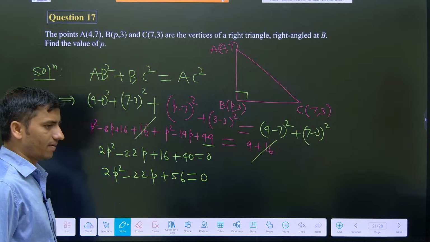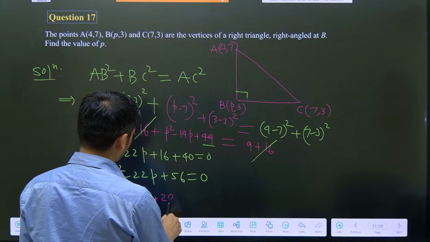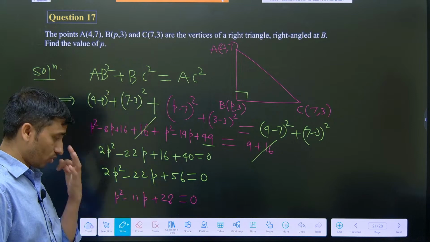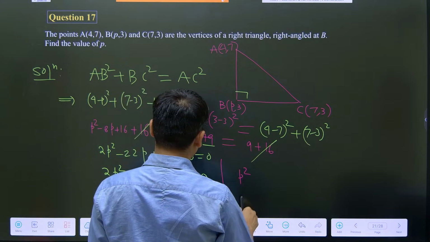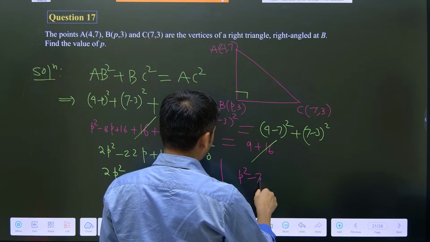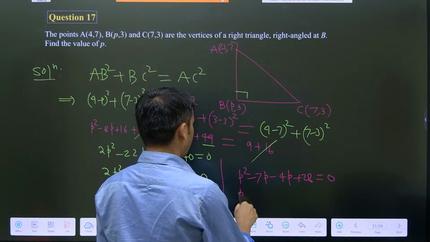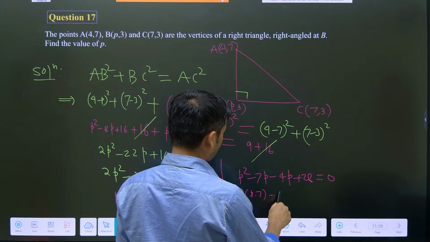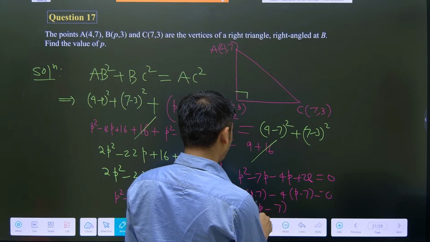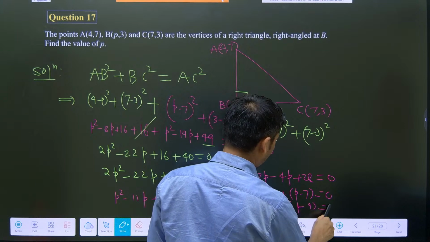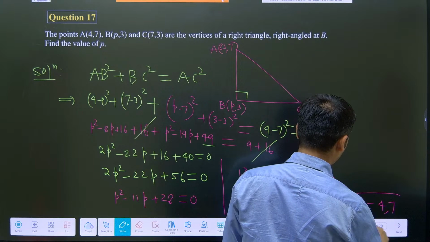Please cancel 2 by dividing both sides. So we get P square minus 11P plus 28, right? And that's a pretty easy quadratic to even factorize. So P square minus 7P minus 4P plus 28 is equal to 0. P times P minus 7 minus 4 times P minus 7. So P minus 7 times P minus 4 equals 0. Are we getting the value of P? Yeah, they are 4 and 7. There are two such values of P.